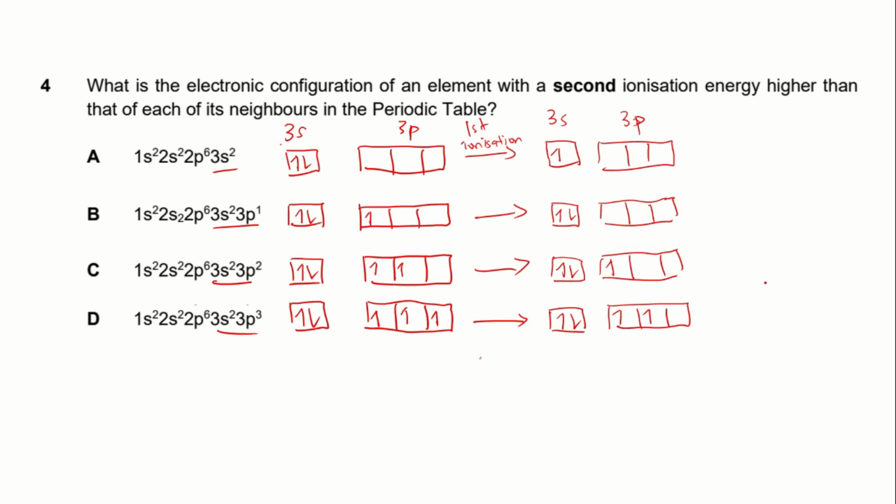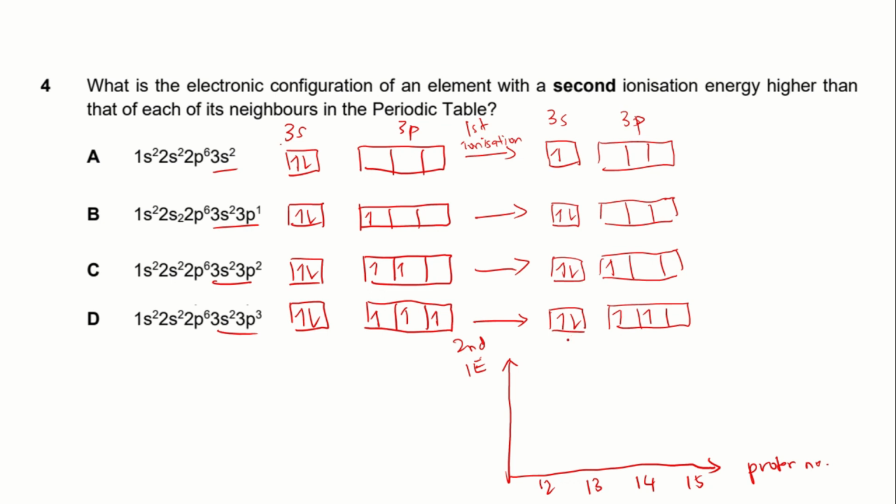Now, for a clearer comparison of the second ionization energy of A, B, C, and D, let's just put them in a graph. A graph of second ionization energy versus proton number. A, proton number 12, B, 13, C, 14, D is 15. So remember, this is A, B, C, and D.